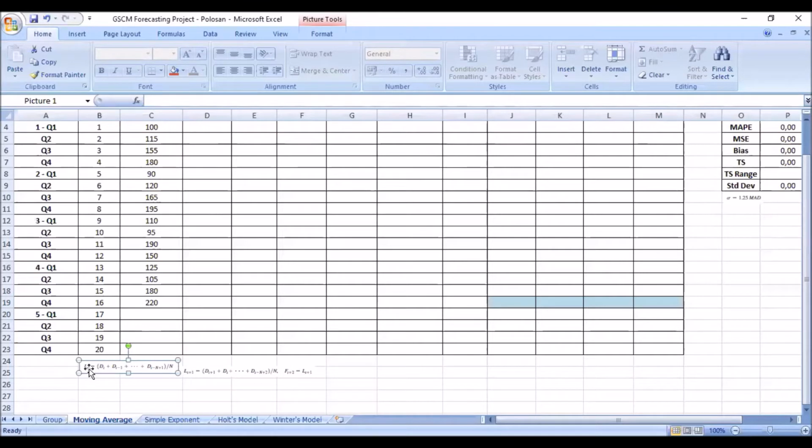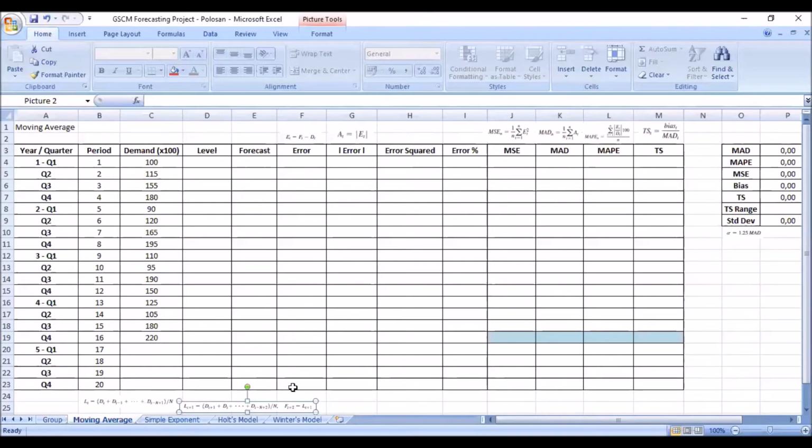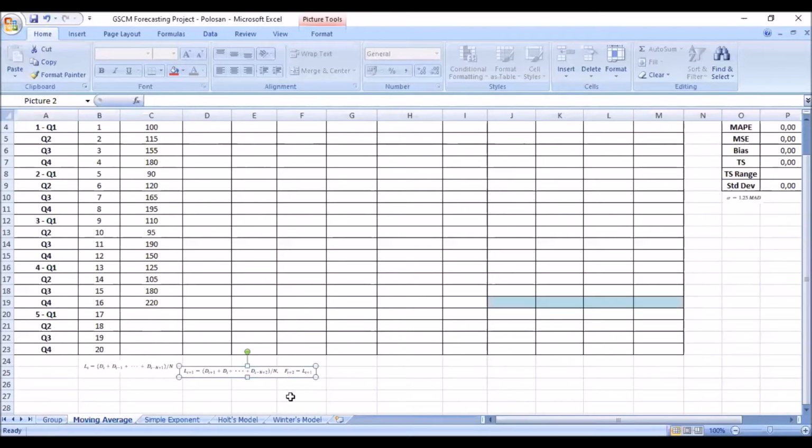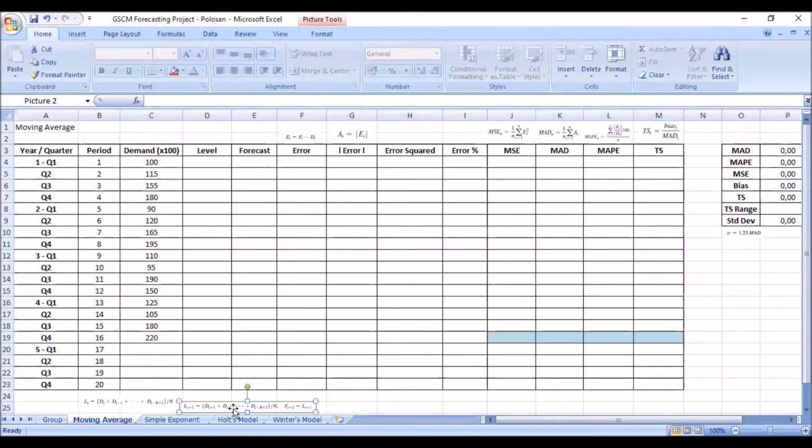And N is the number of the demands that correspond to the level, like how many demands of a period are being used. So for example, L4 equals D4 plus D3 and so on, divided by the total of periods accounted for. And after we have found the level, we're gonna find the forecast, which is Ft plus 2 equals Lt plus 1, which means that the current level of a period equals the forecast of the next period. That's always the main rule or the basic rule of the moving average, and also simple exponential, which is really quite basic.